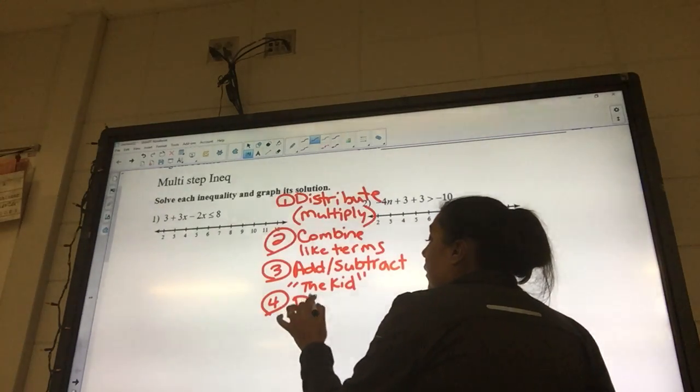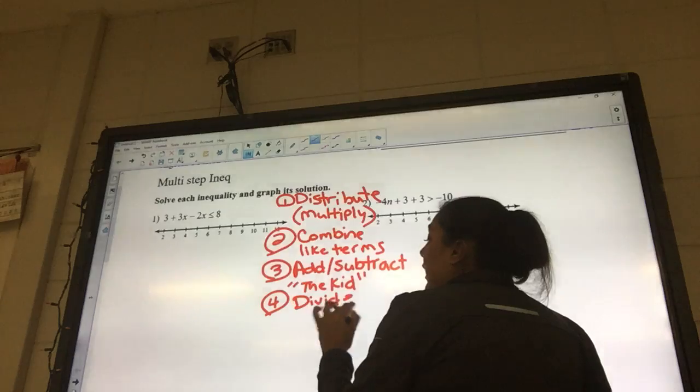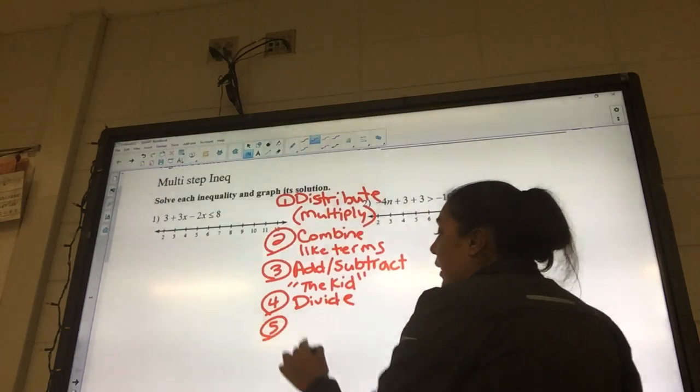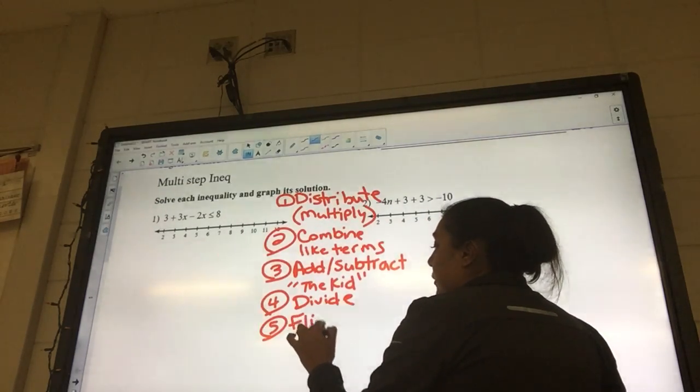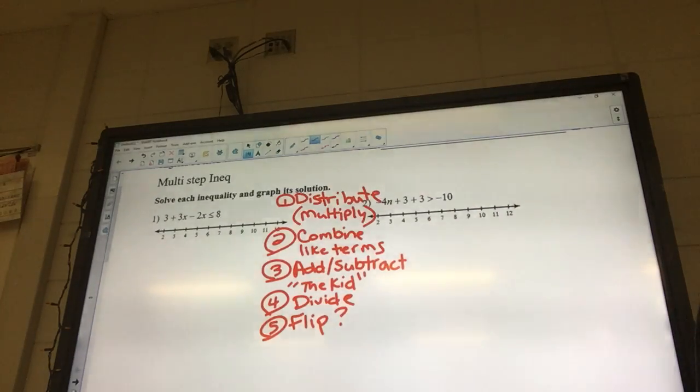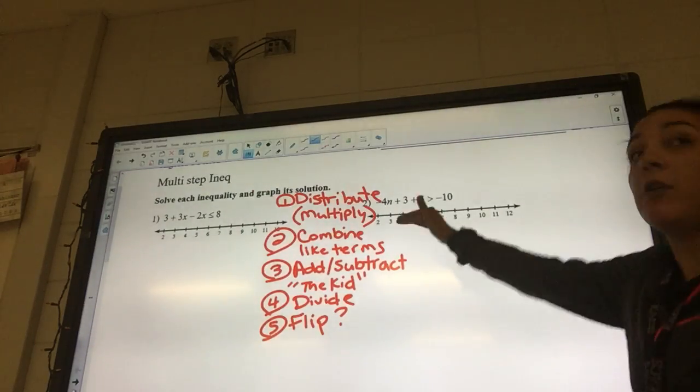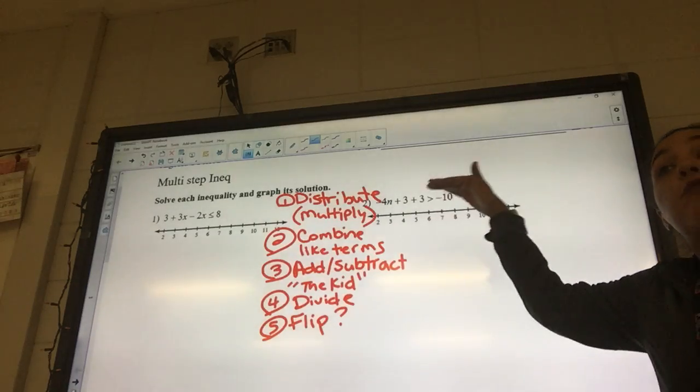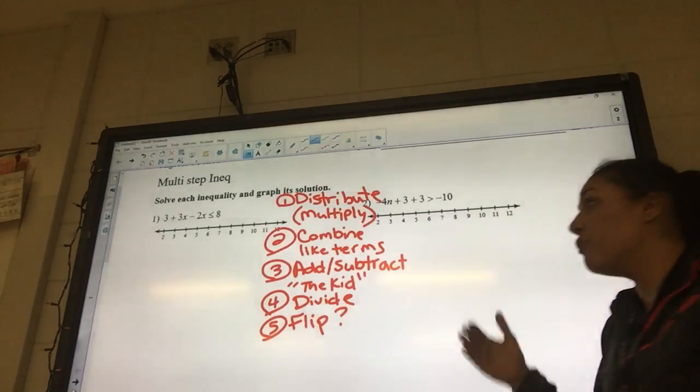But with inequalities, we have one extra step. I'm going to write flip, question mark. What do I mean, flip question mark? When do you need to flip the sign? When we divide by a negative. So if we divide by a negative, then we would have to flip. If we don't, then we don't need to flip. I cannot break these problems down any more Barney style than this, right? So follow your steps one by one and you should be all right.